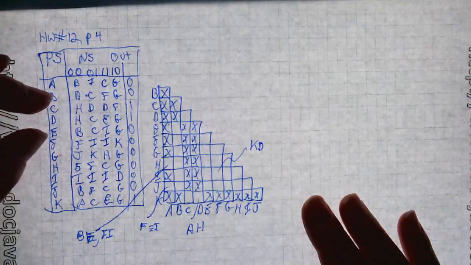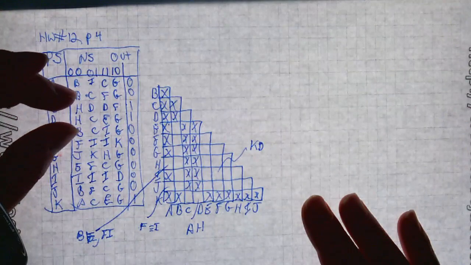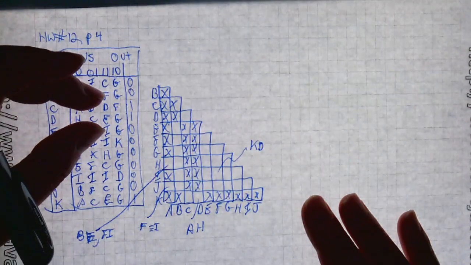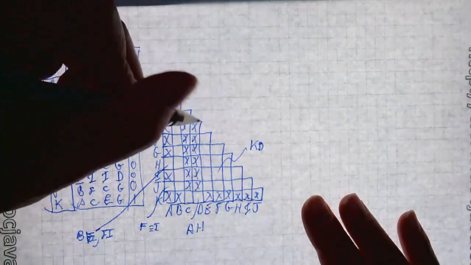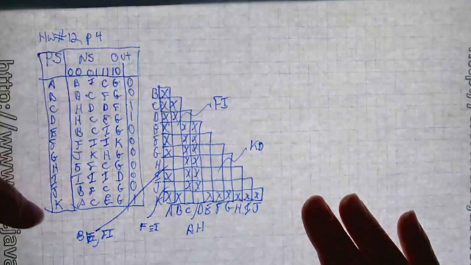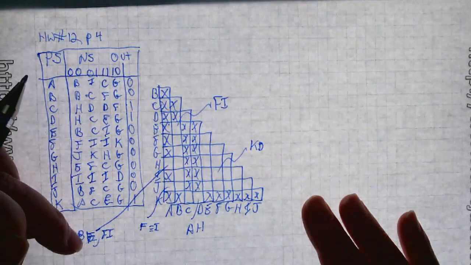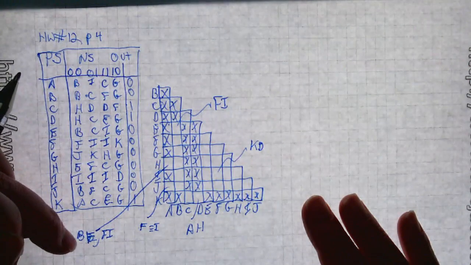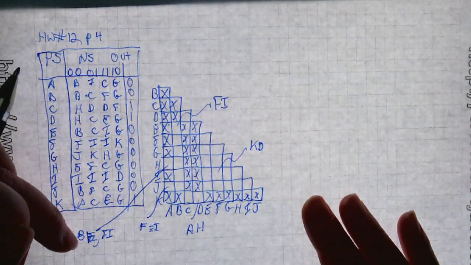BE, we haven't done yet. BE needs B equal to B, C equals C, F equals I, and G equals G. So BE is really all about FI. And AH is all about FI and BE.